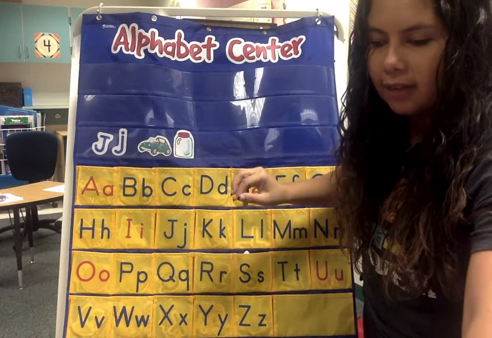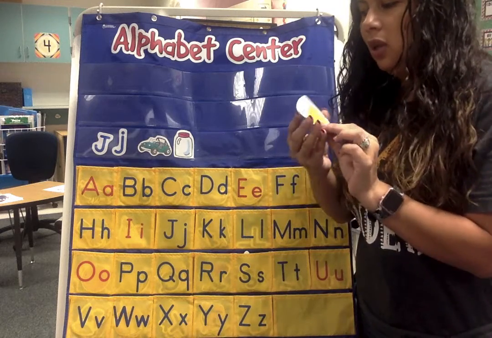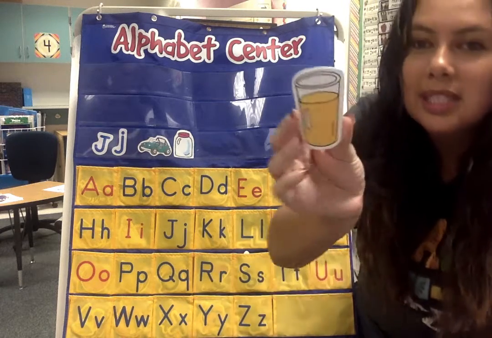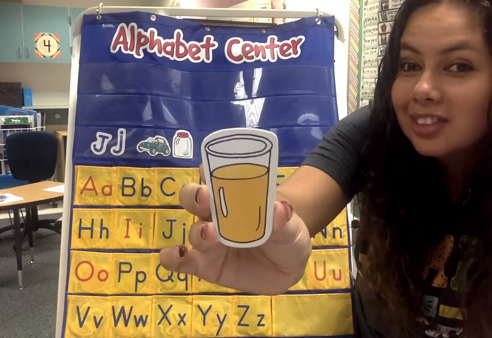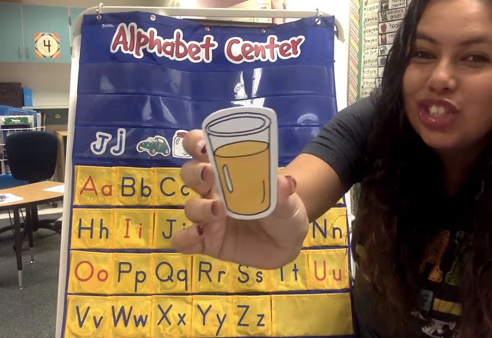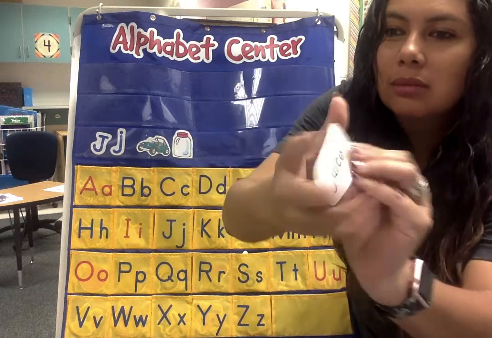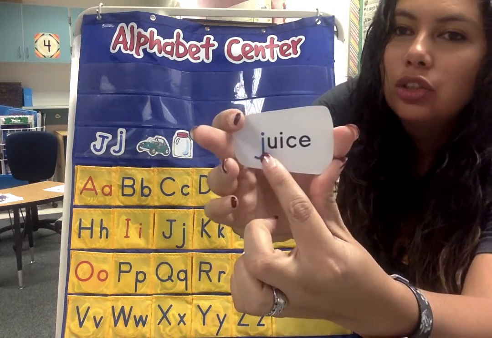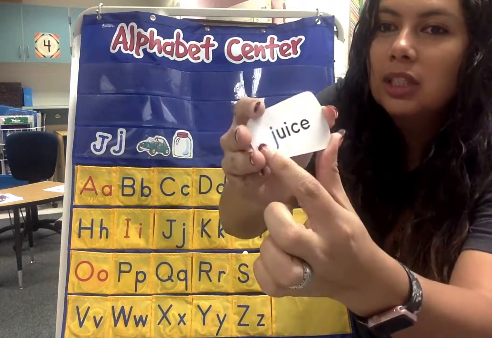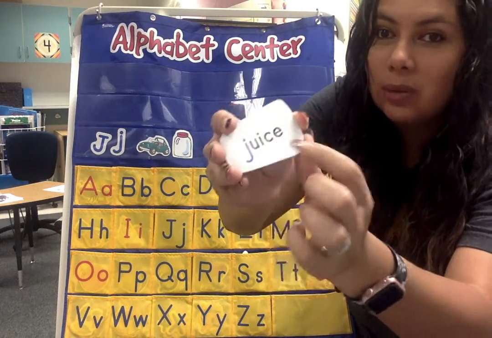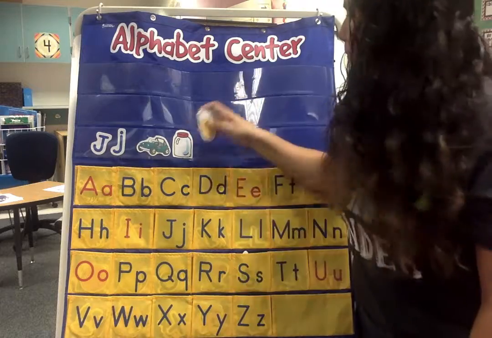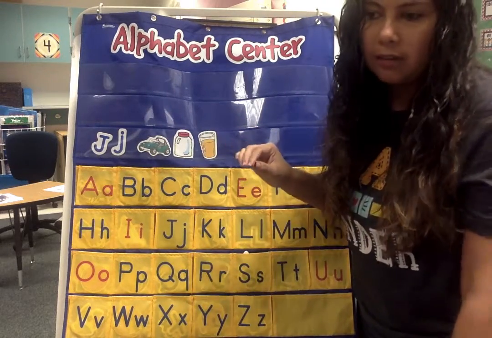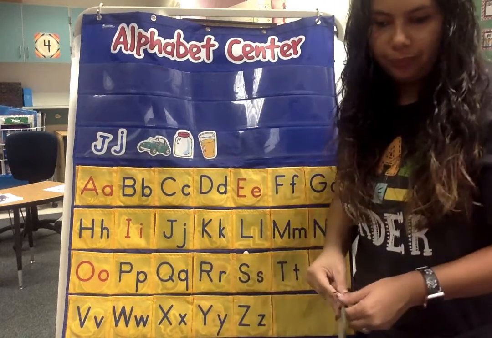Ooh, we have a... What's in the cup? What's inside the cup? It's juice. Juice. Let me show you the word. Juice. Starts with the j sound and it makes that sound. It starts with the letter and it makes that sound first. Juice.